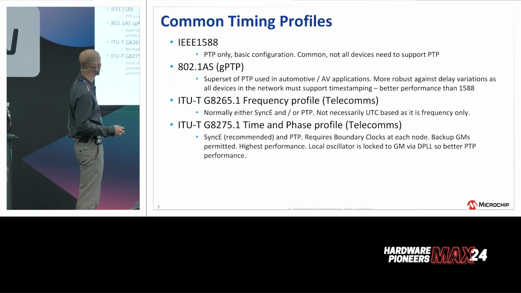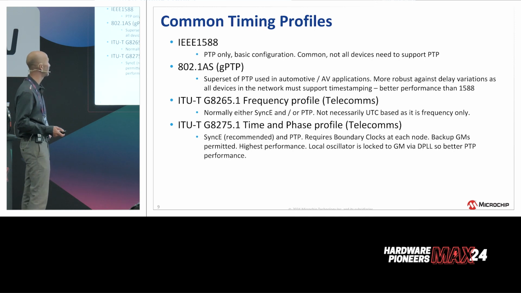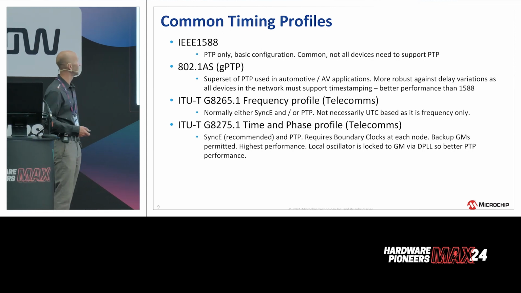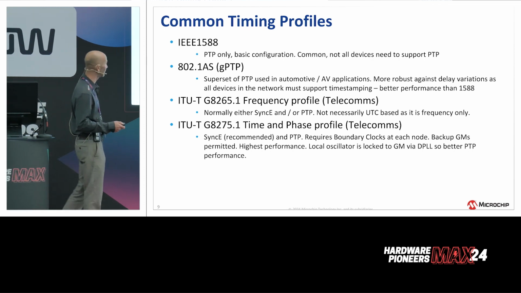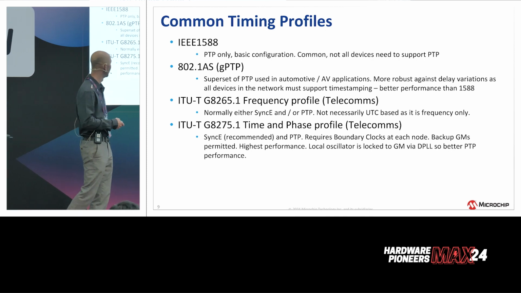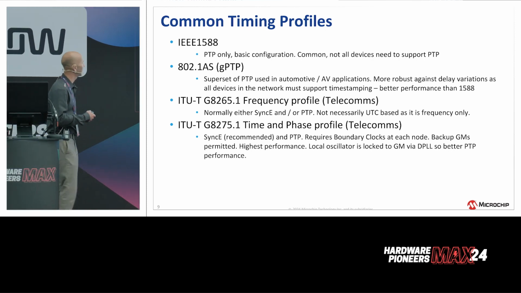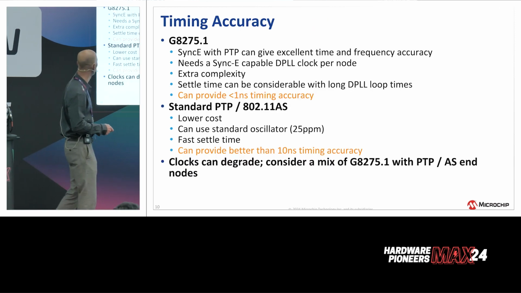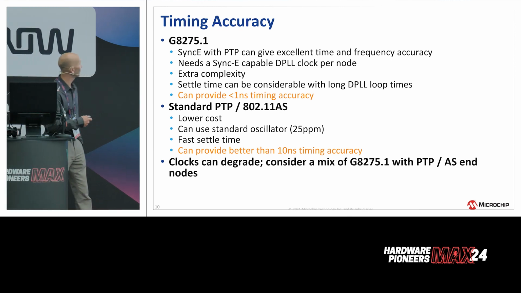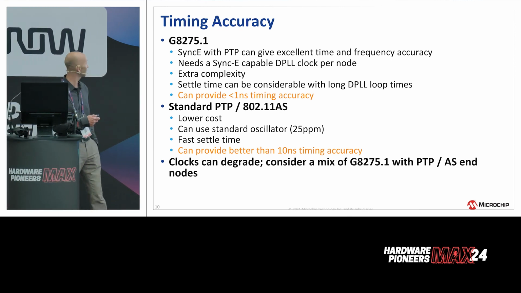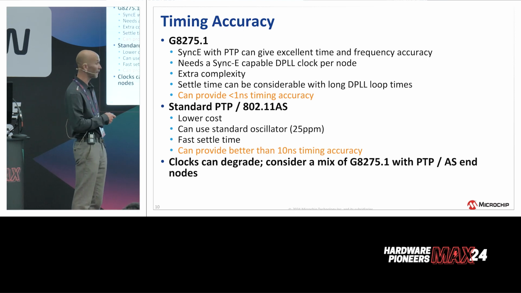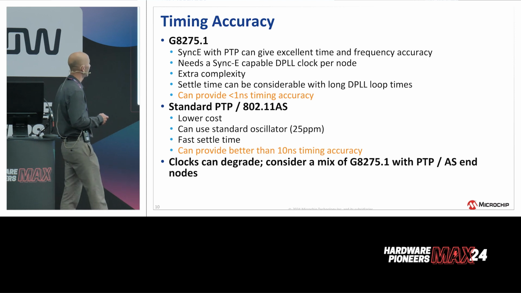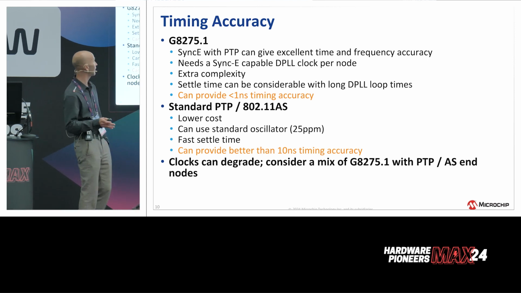We then move on to the telecoms profiles, so ITU G.8265.1, the frequency profile, and then the G.8275.1 time and phase profile. I'll come to a slide later that shows the much better performance with the SyncE and DPLL, I think it is, that's used on the G.8275.1. Running top to bottom, G.8275 is the most advanced protocol here. It can provide less than 1 nanosecond timing accuracy. It's brilliant. And 802.1AS is about 10 nanoseconds timing accuracy.